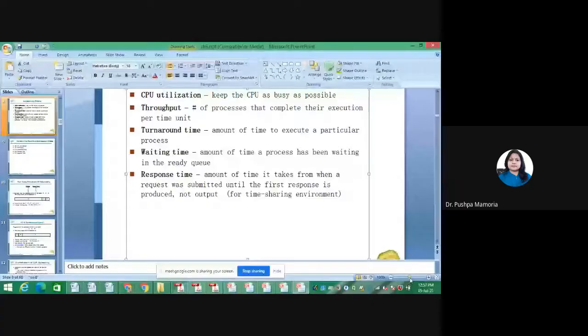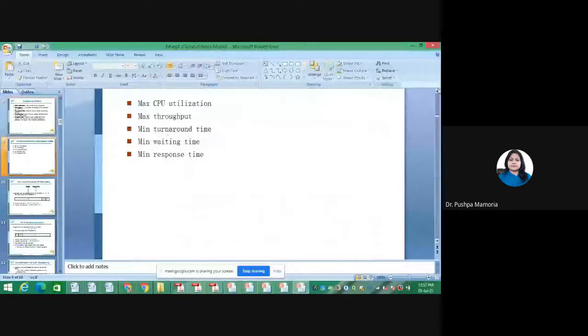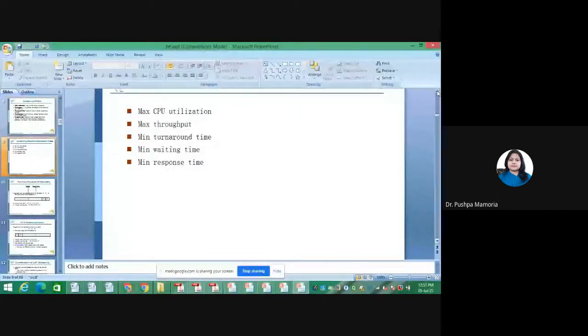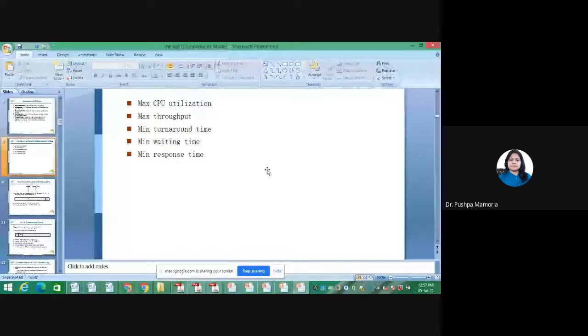So here we have seen these five criteria for the scheduling. Now we can see here the optimization criteria of the scheduling algorithm. So the CPU utilization and throughput should be maximum, and the turnaround time. On the basis of this, here we can see the first algorithm.